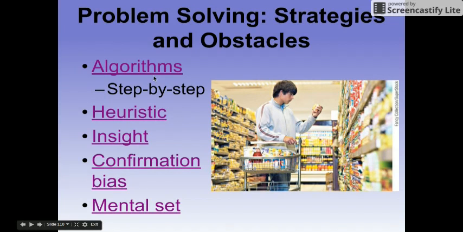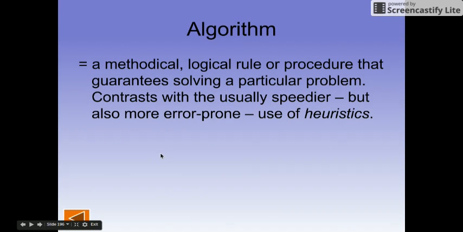So the first term you have to understand in terms of psychology is algorithms. An algorithm is a long procedure that will guarantee you solving a particular problem. Now you go step by step by step. So let's say I am looking for a particular kind of cheese in the grocery store. In order to find this cheese, I may, using an algorithm, go up and down the aisles until I find the cheese that I'm looking for. This will guarantee that I will find my cheese, but it is not quick, right?